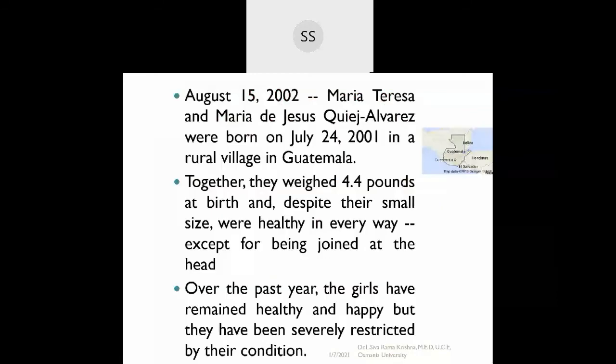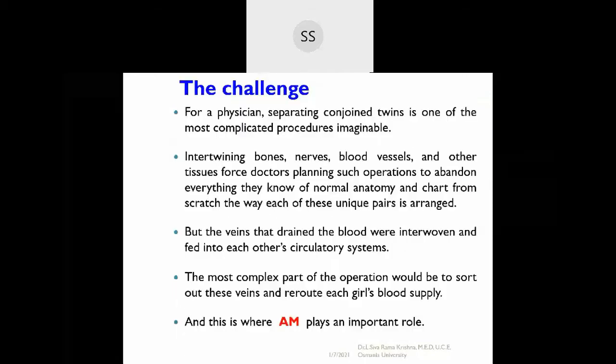This is a very interesting operation performed in 2002. The patients are Maria Teresa and Maria de Jesus, who were born in 2001 in Guatemala. Together they weighed 4.4 pounds at birth, and despite their small size, they are very healthy, except for being joined at the head. Over the past years, the girls have remained healthy and happy, but they have been severely restricted by that. They cannot move easily.